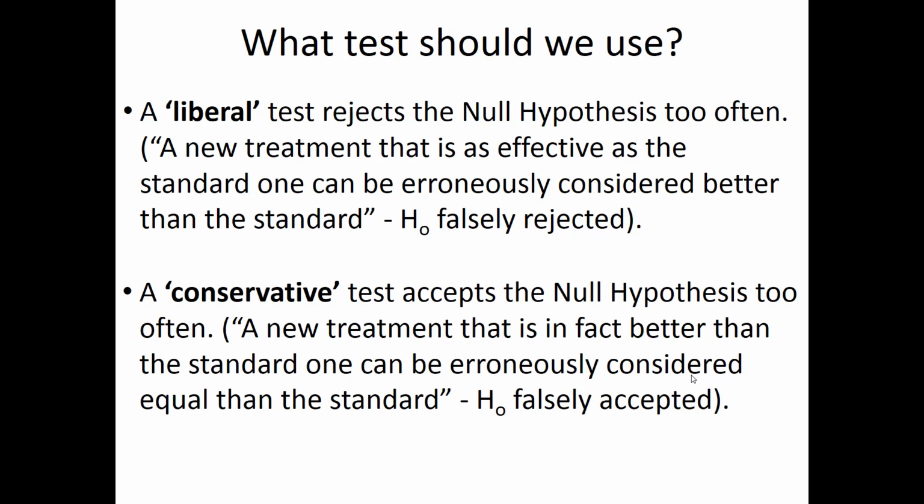So what test should we use? Well, a liberal test rejects the null hypothesis too often. A new treatment that is as effective as a standard one can be erroneously considered better than the standard. This is when the null hypothesis is falsely rejected. A conservative test accepts the null hypothesis too often. A new treatment that is in effect better than the standard one can be erroneously considered equal to the standard. This is when the null hypothesis is falsely accepted.